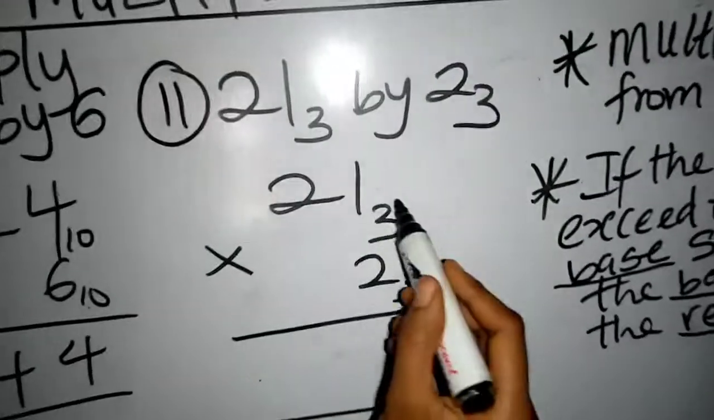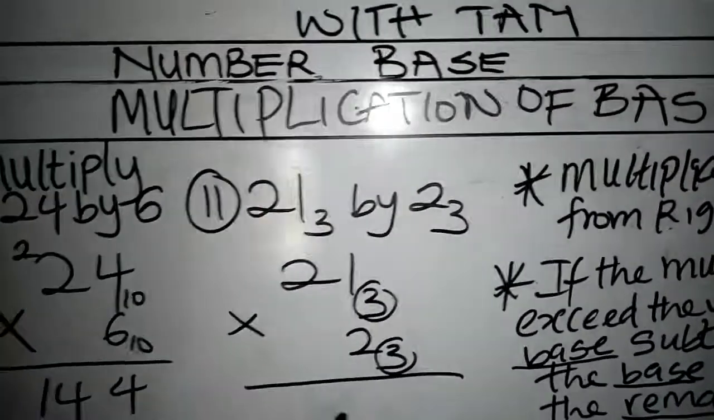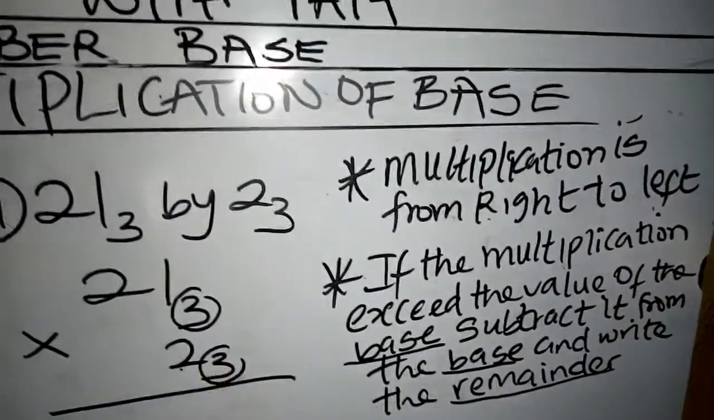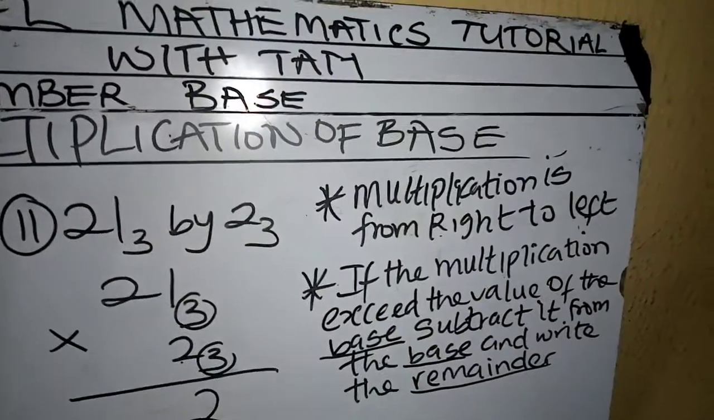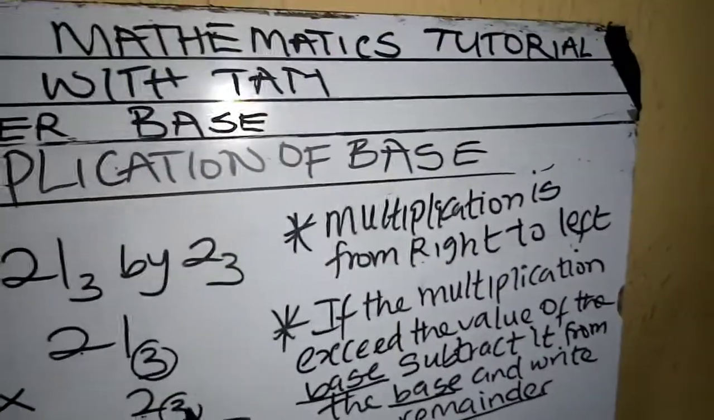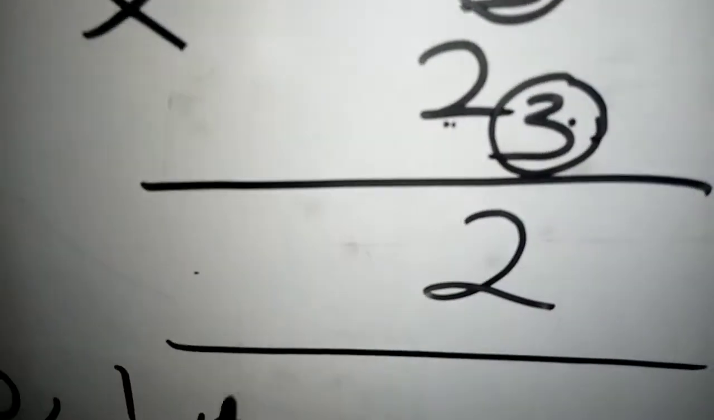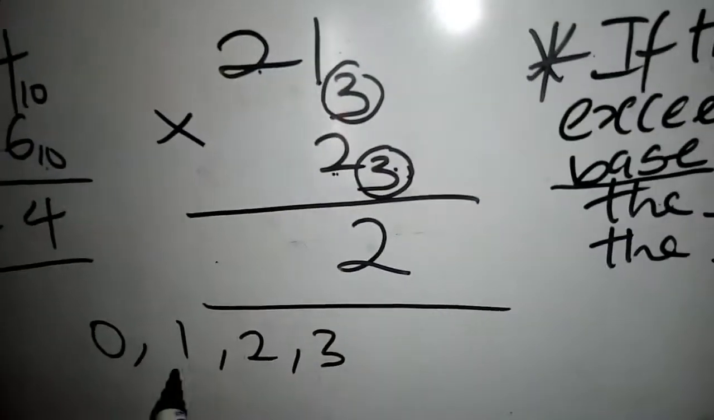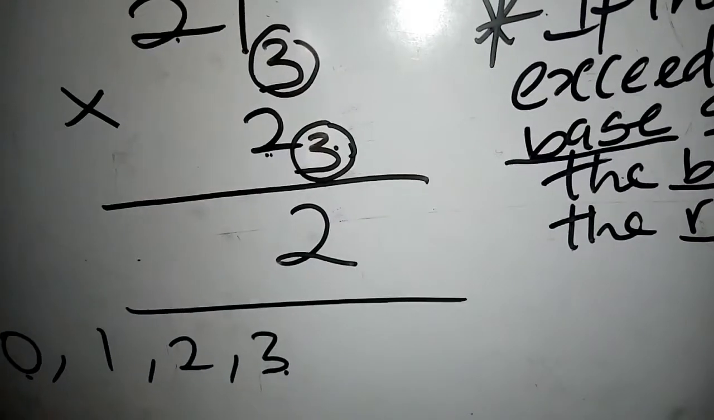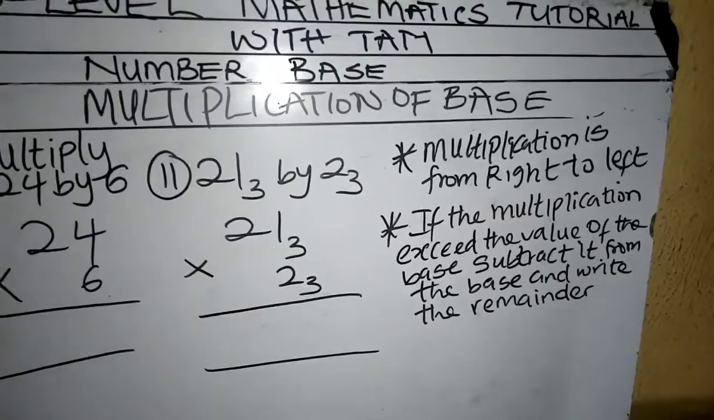For the second one, they are all in base 3. So that means once you multiply, your answer must not exceed the value of the base. So 2 times 1 is 2. We still leave it as 2. 2 times 2 is 4. 4 has exceeded the value of the base, because it is in base 3, so the digits must be between 0 and 2.